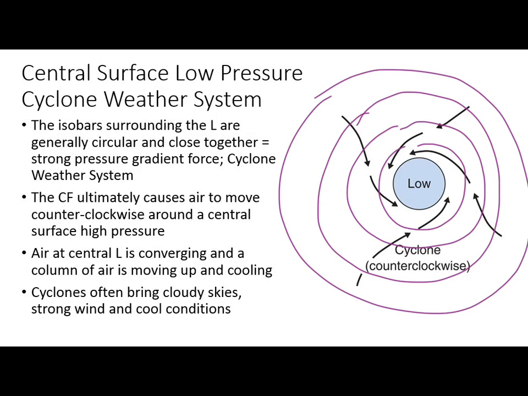So if this is a low, let's make it a really low low. So we'll go 996 millibars, and let's go in increments of 4 millibars. So the next one would be 1,000 millibars, and then 1,004 millibars, and 1,008 millibars, and 1,016 millibars. Goodness.